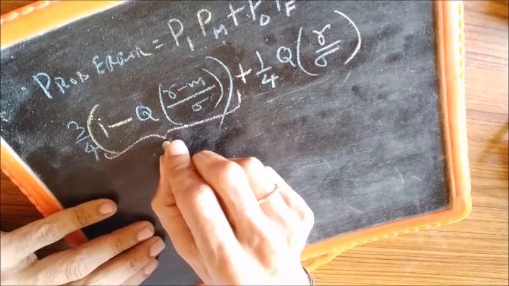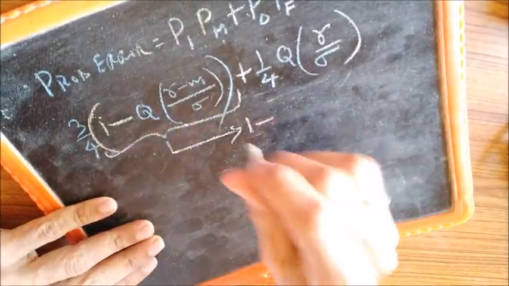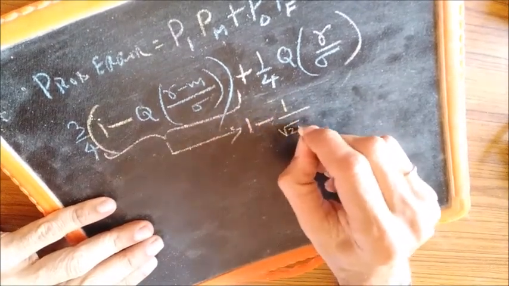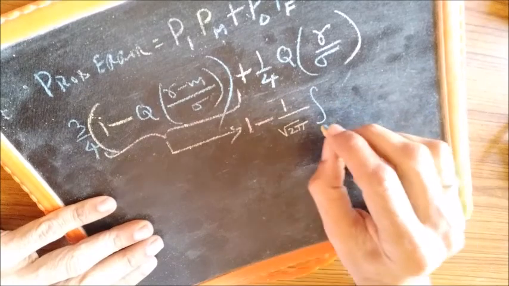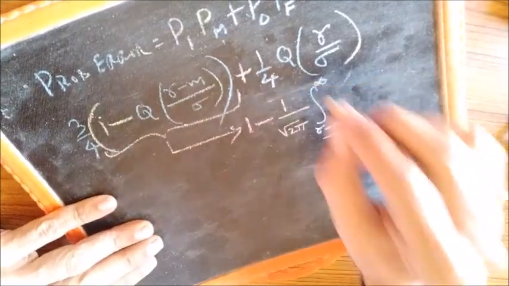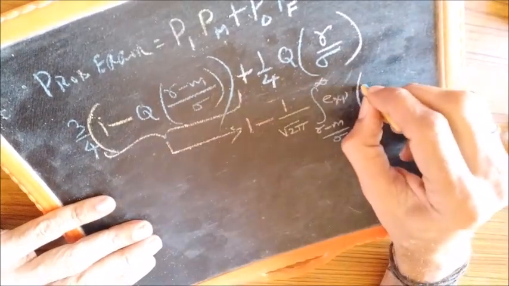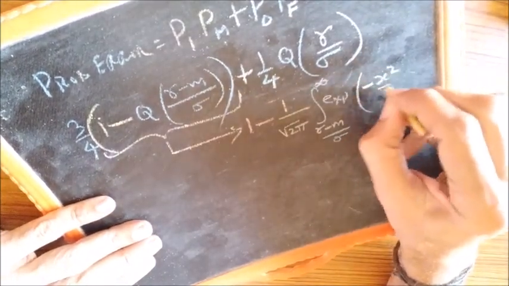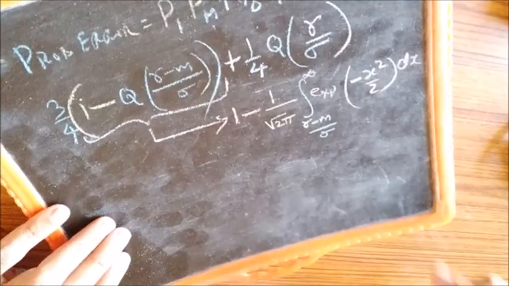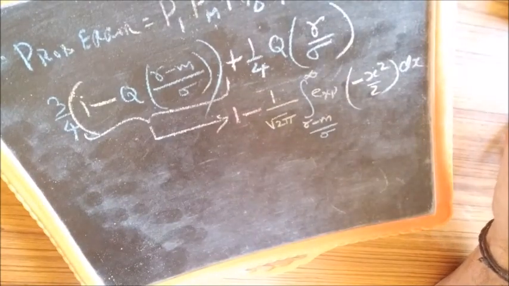Let's see how we can write it in a better way. By the definition of the Q function, this is nothing but 1 minus 1 by root of 2 pi integral from gamma minus m by sigma to infinity of e power minus x square by 2 dx.